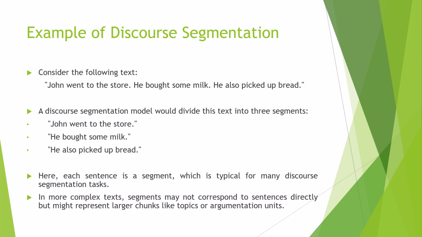The first one is John went to the store. The second one is he bought some milk. The third one is he also picked up bread. So here each sentence is considered as a segment. It has specific meaning and is conveying a specific idea. As a whole, we can understand that these are all related to each other. So in a more complex task, the segments may not correspond to sentences directly, but can represent larger chunks, any specific topics or argumentation text.